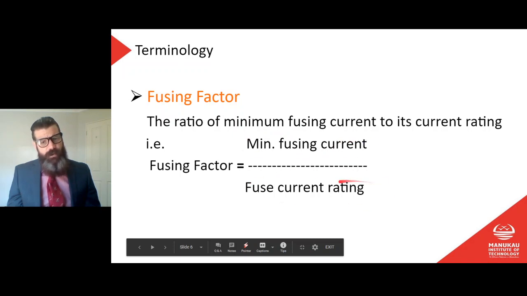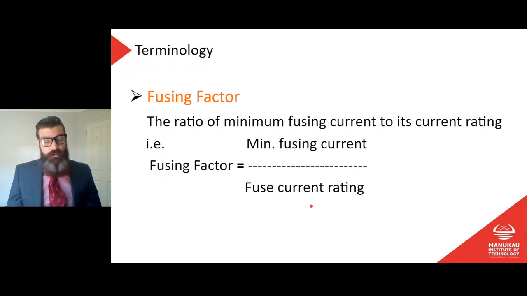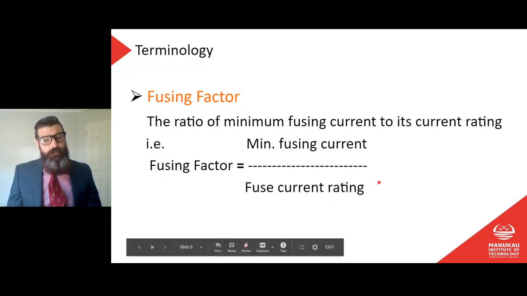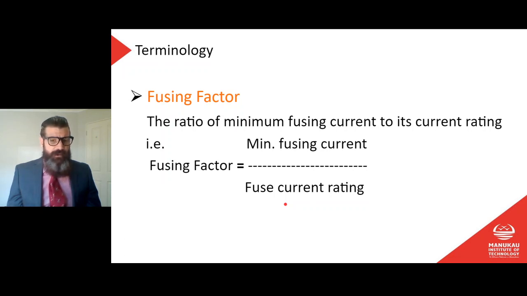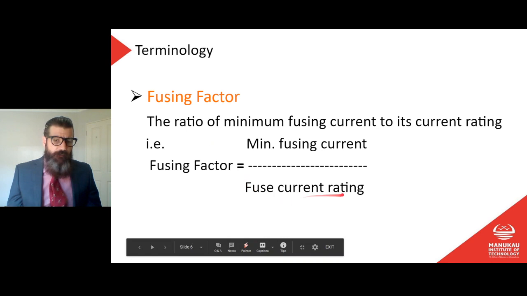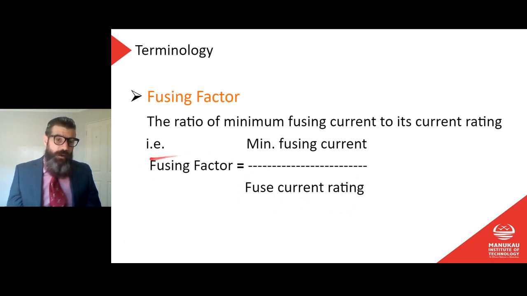The maximum current at which the fuse will blow is 40. That means 20 divided by 40 is 0.5. If I move the fuse current rating down, if I bring that down to, let's say, 30, then 20 divided by 30 is like 0.66, right? It's 2/3. So that means that as my fuse current rating goes down, the fusing factor goes up.